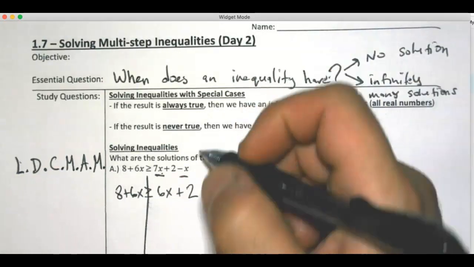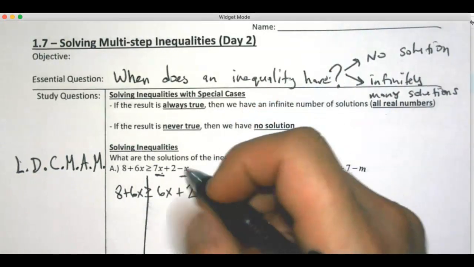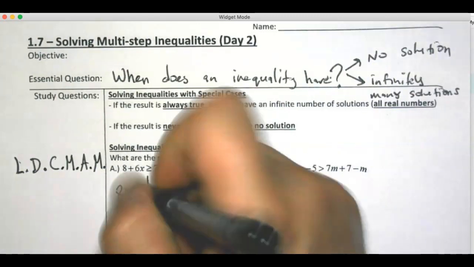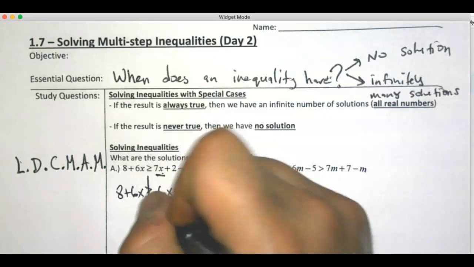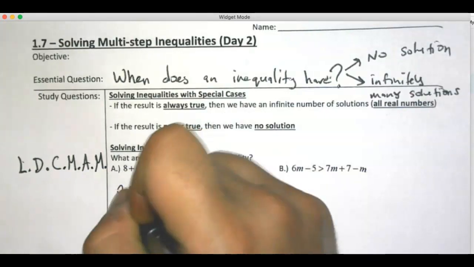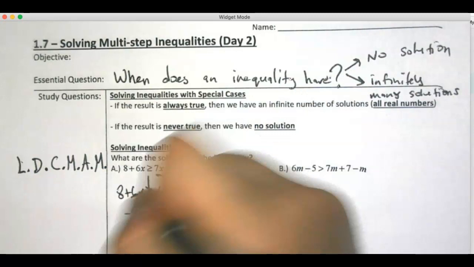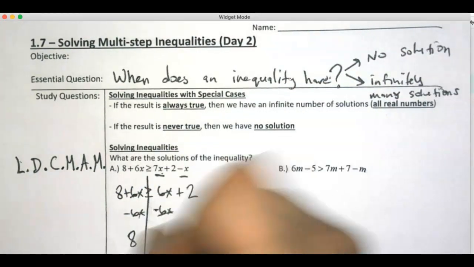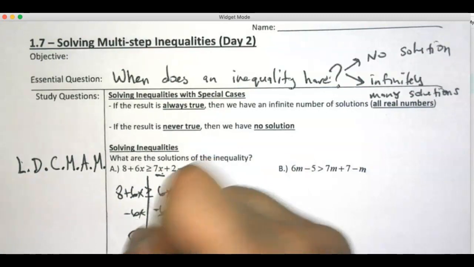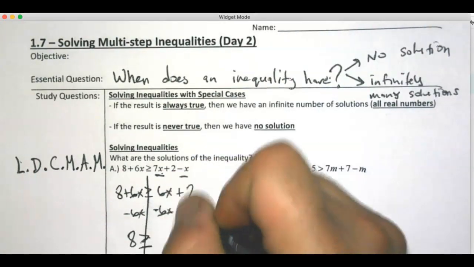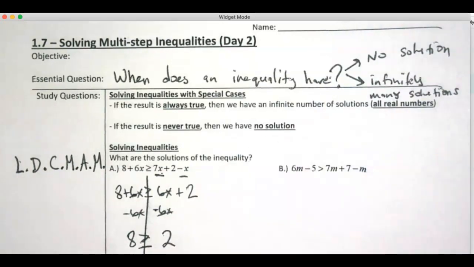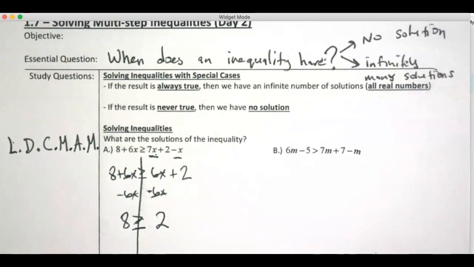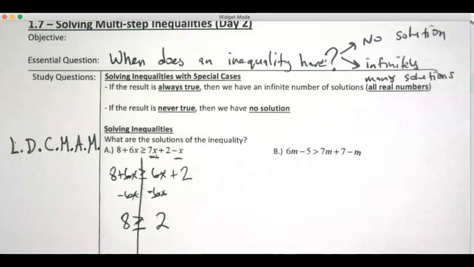A common theme you'll notice in special case equations or inequalities is the variables end up being the same on both sides, which is why they end up zeroing out, right? So if you subtract 6x, it's going to zero out on both sides. And on one side you'll have 8. Your symbol here is greater than or equal to. And on the right side you have a 2. And here's where you have a special case, right? No solution or infinitely many solutions because the variable's all zeroed out.